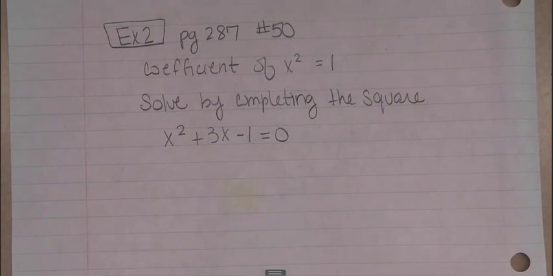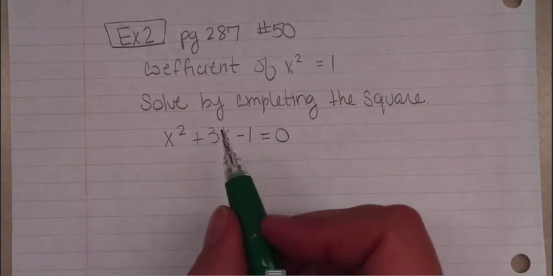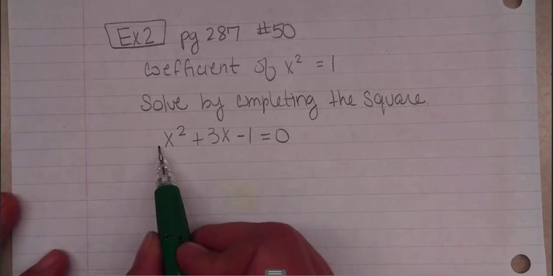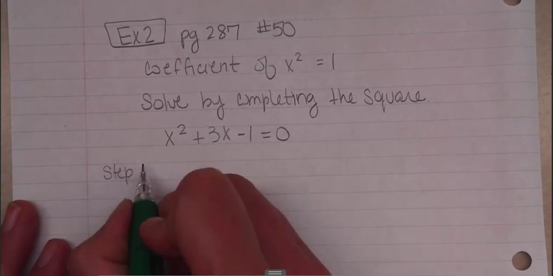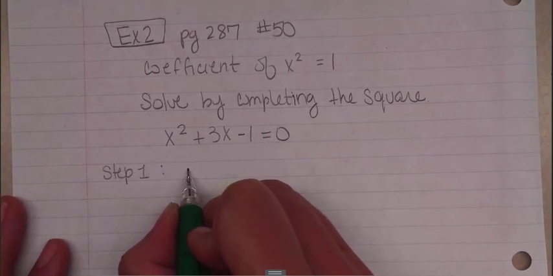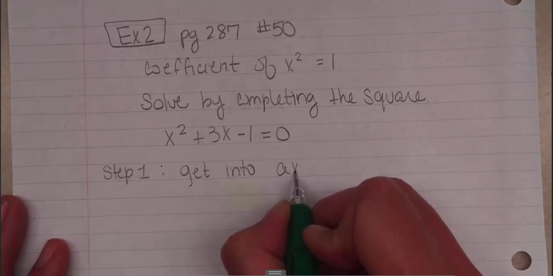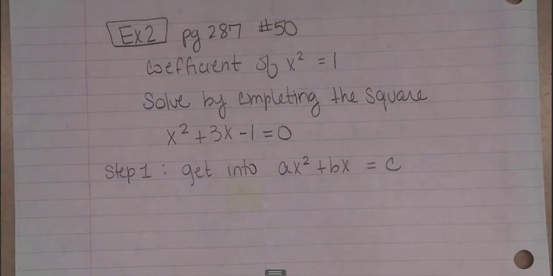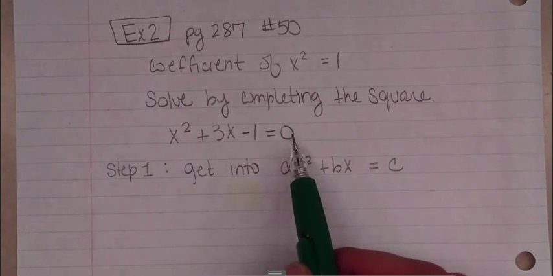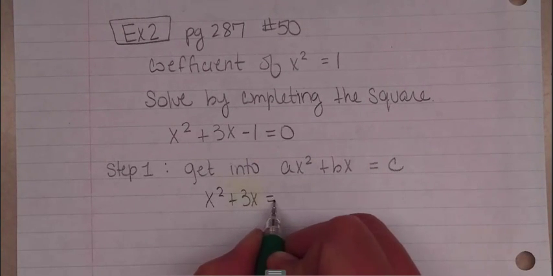Okay, so when you want to solve these, the first thing you always want to do is get this so that it looks like ax squared plus bx equals c. Okay, so step one: get into ax squared plus bx equals c. So we want to basically bring our c to the other side. So in order to do that, I'm going to get x squared plus 3x equals 1.